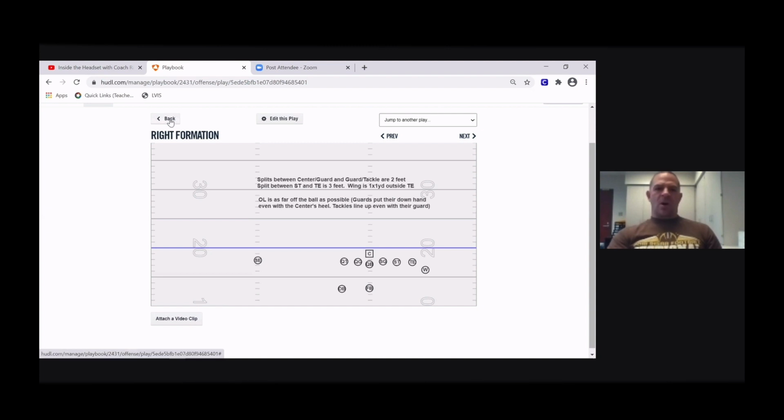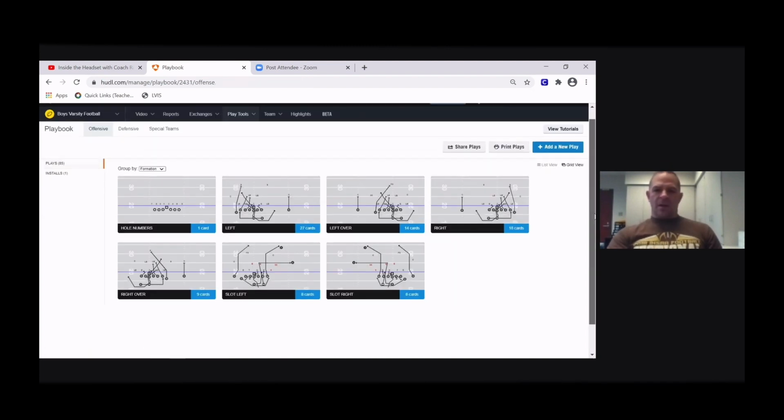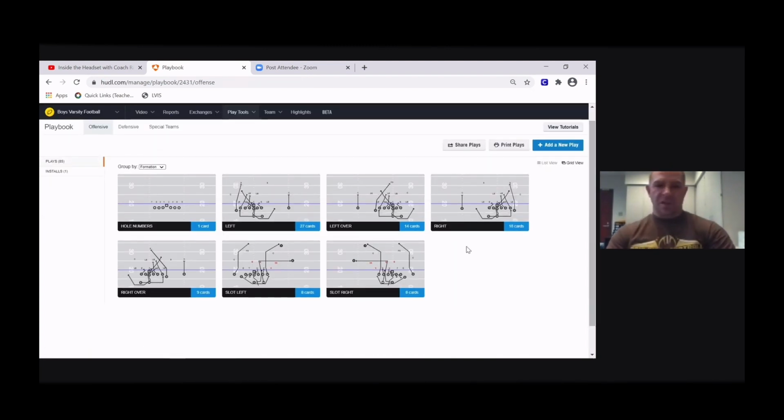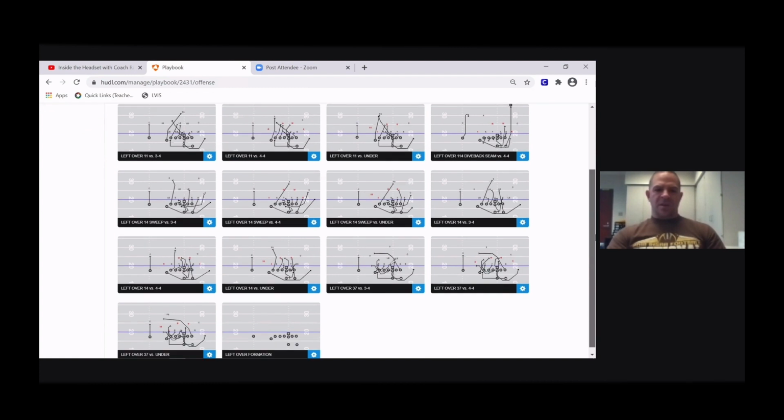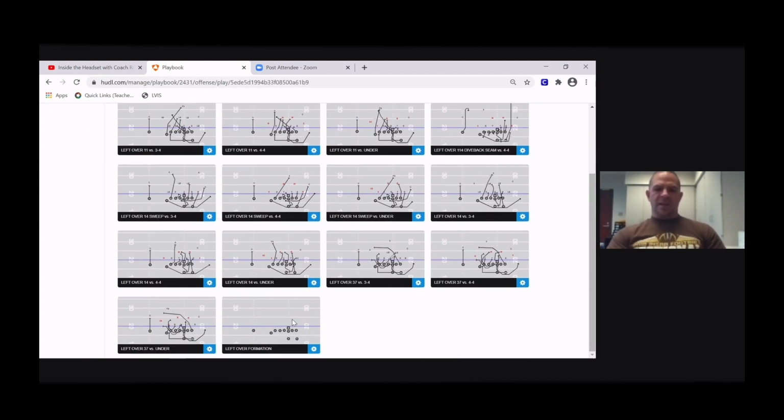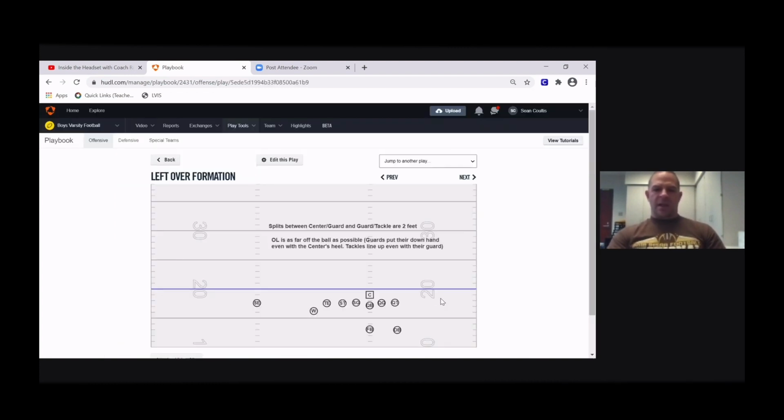If we want to call over, all that's going to do is bring the split end over. So it's an unbalanced look. Left over, all that's doing is telling the split end, usually in left formation, you're going to be over here, but in left over, you're going to come over to the other side. But again, it's left. So the strong side is going to be to the left, and the quick side is going to be to the right. And again, the dive back is on that quick side.